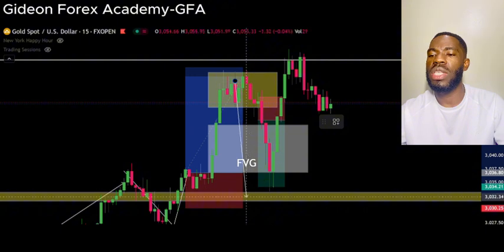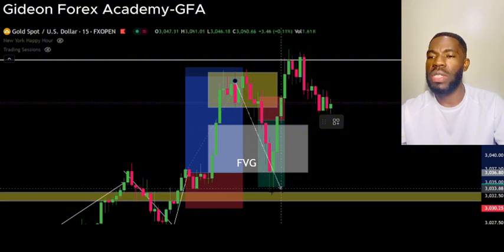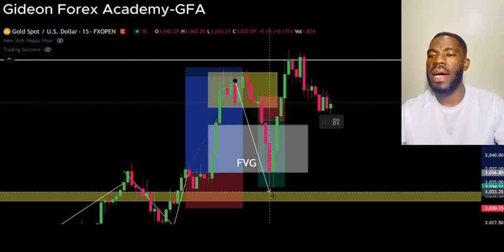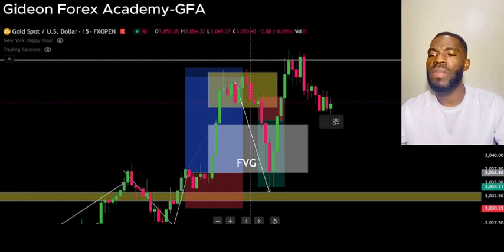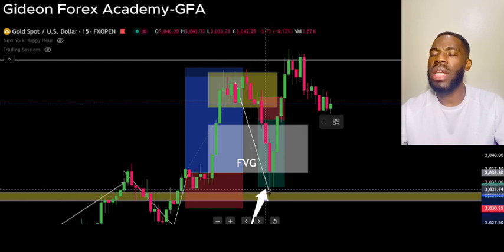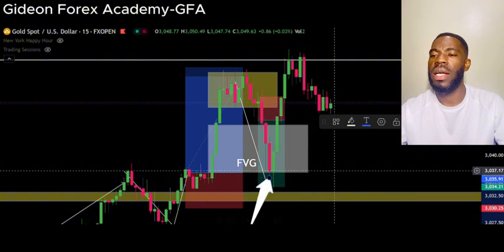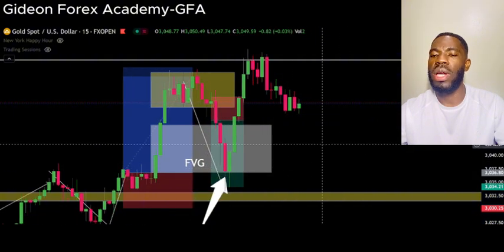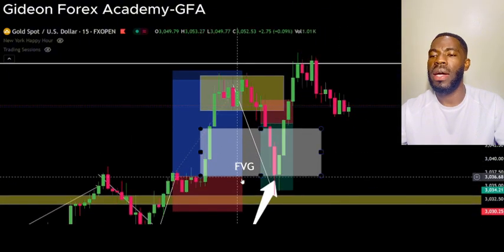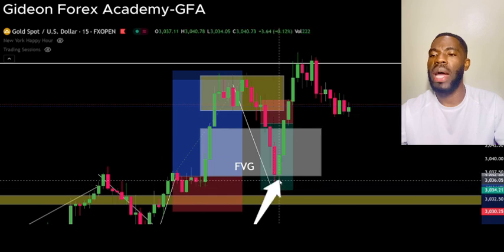That is why you see this movement back to the downside to close off this fair value gap and also grab liquidity down here. Why? Because many traders had placed orders here. There was a pool of buy orders right here.